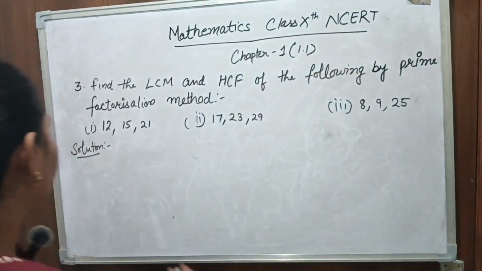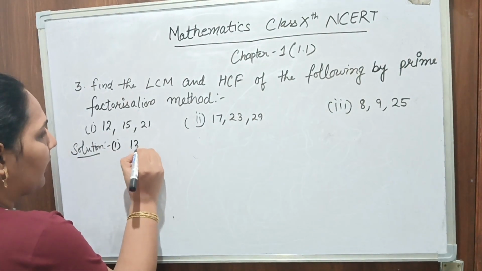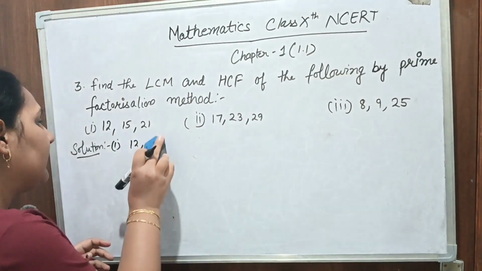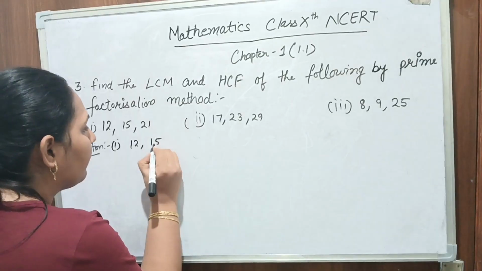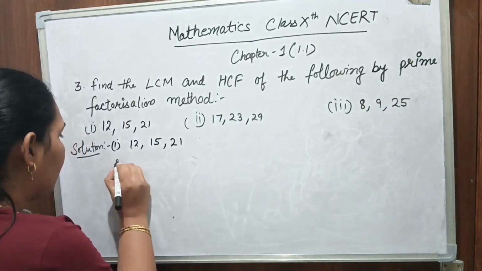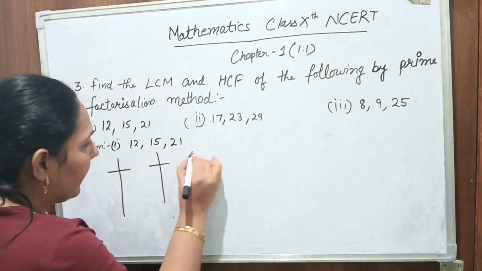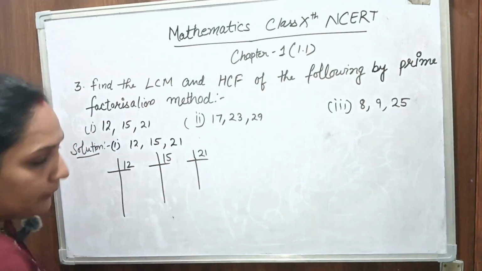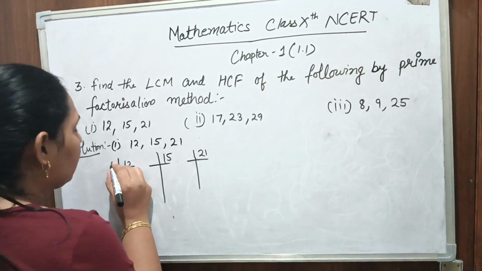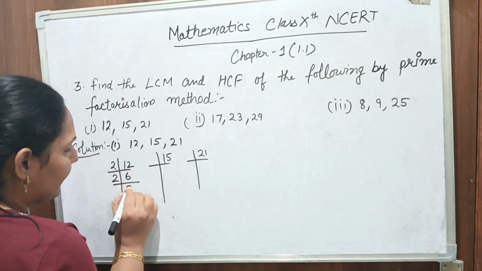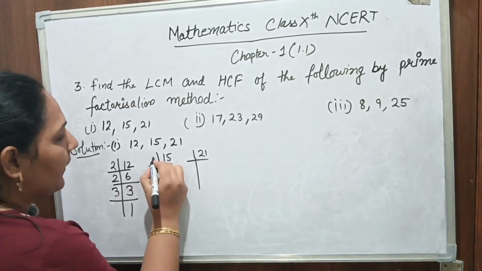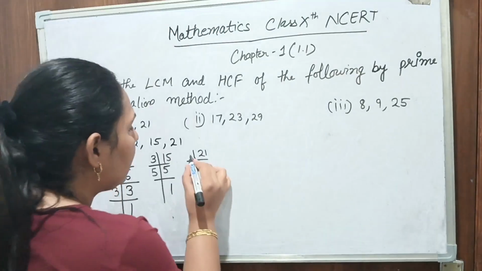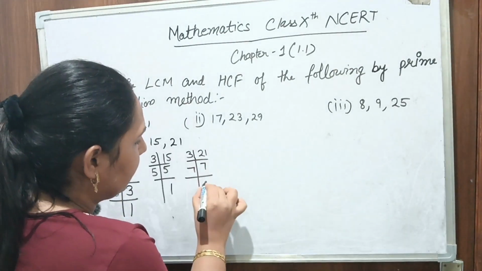So let us start. We are starting with part number 1, that is 12, 15 and 21. We will find prime factors of all these: 12, 15 and 21. 2 6s are 12, 2 3s are 6, 3 1s are 3. 3 5s are 15, 5 1s are 5, 3 7s are 21, 7 1s are 7.